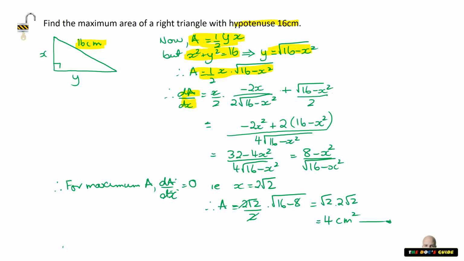And when we differentiate, we've got a product again. So put down the first, the x on 2. Differentiate the second, which is tricky. Remember, it's 16 minus x squared to the half. So that will become a half of 16 minus x squared to the minus a half.